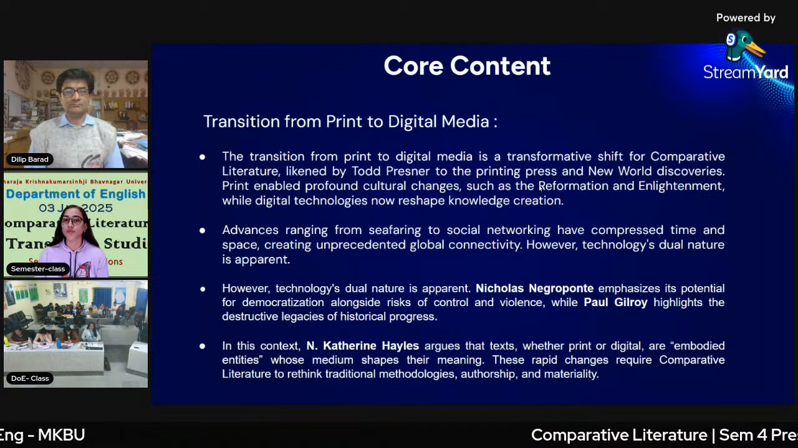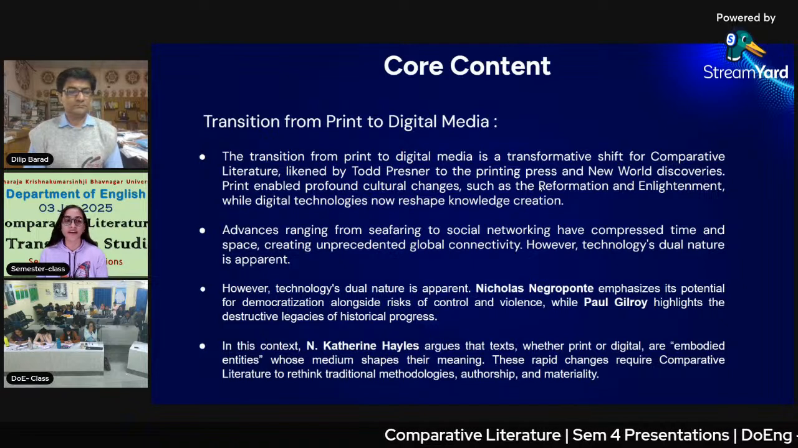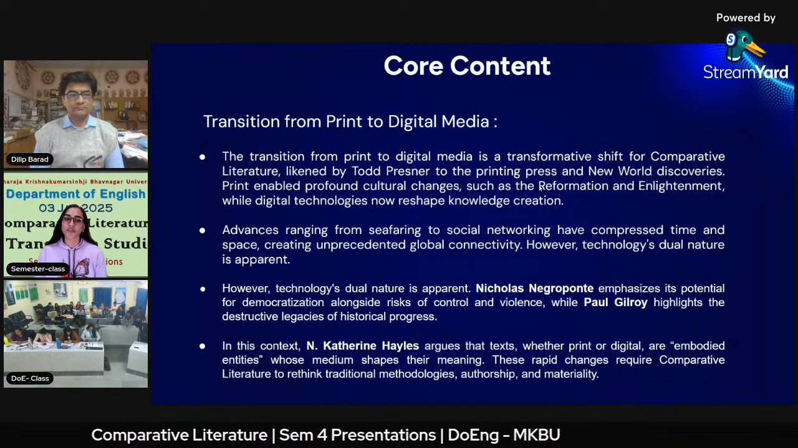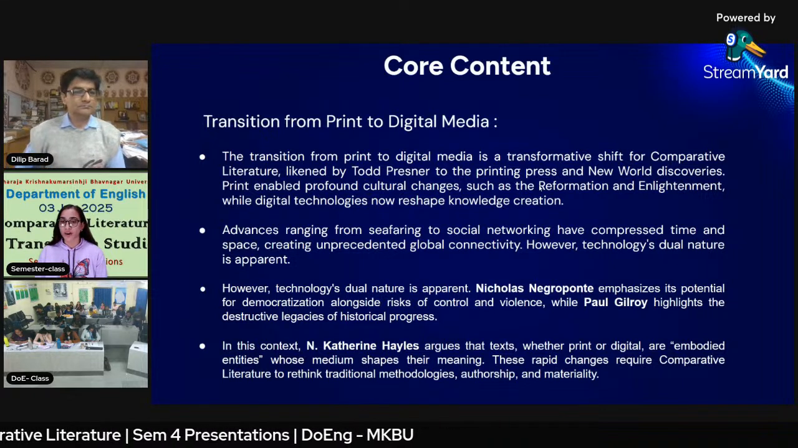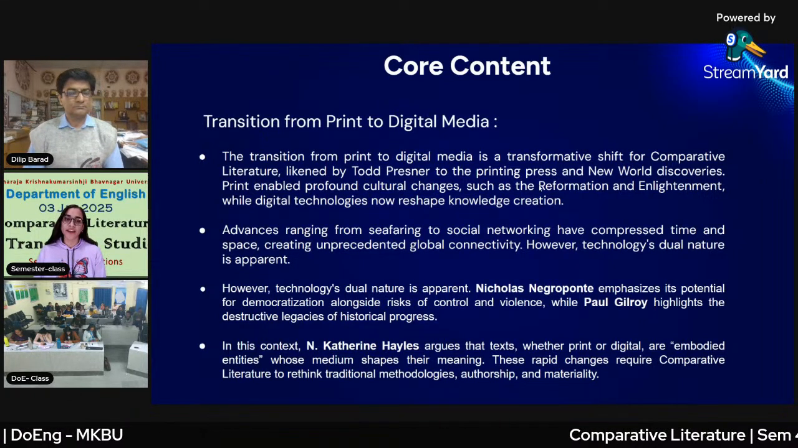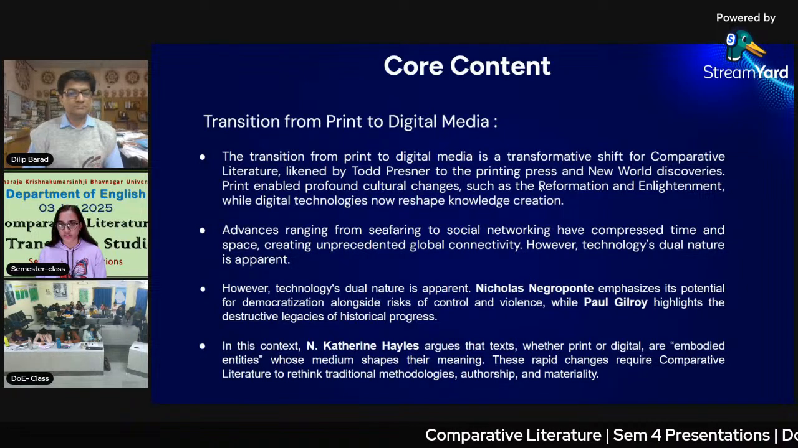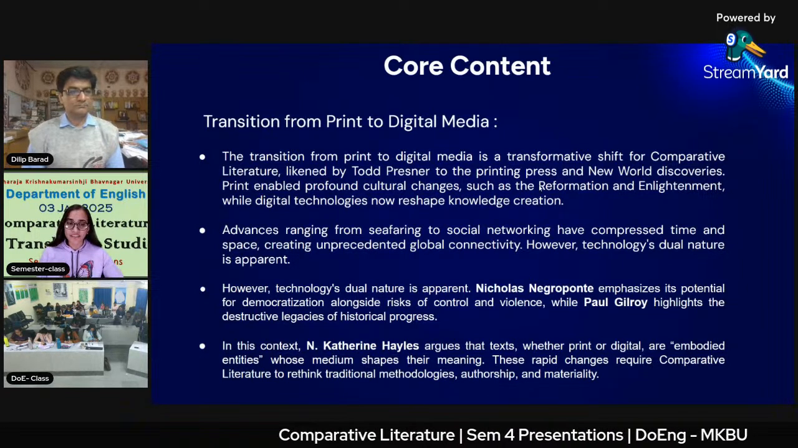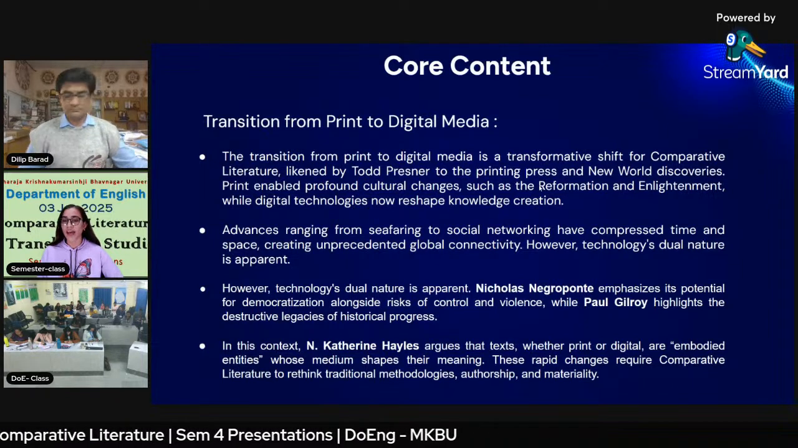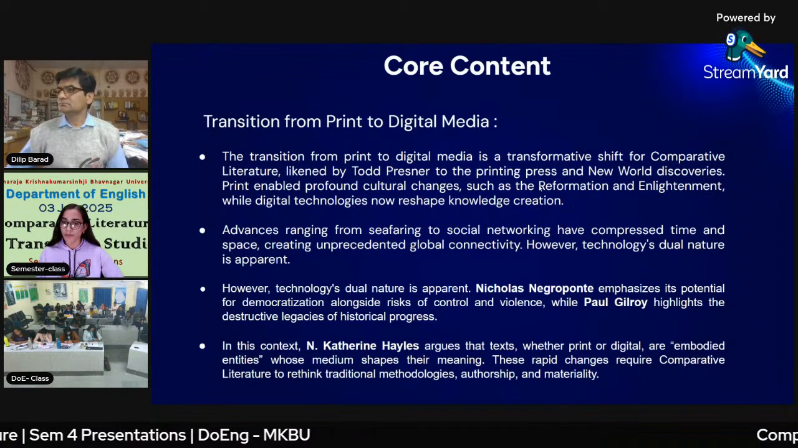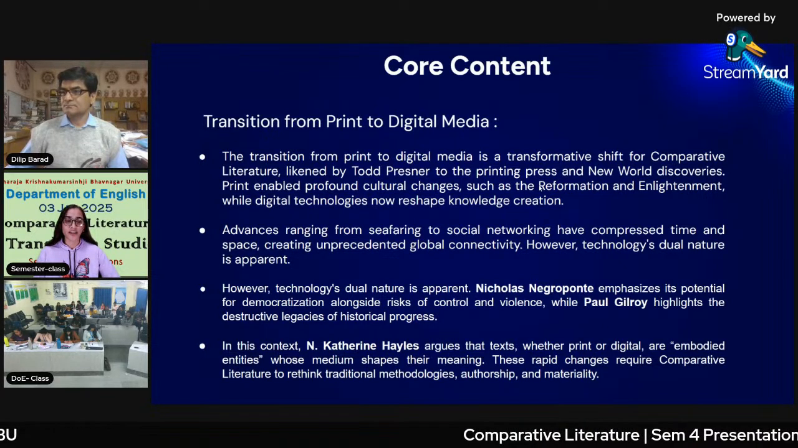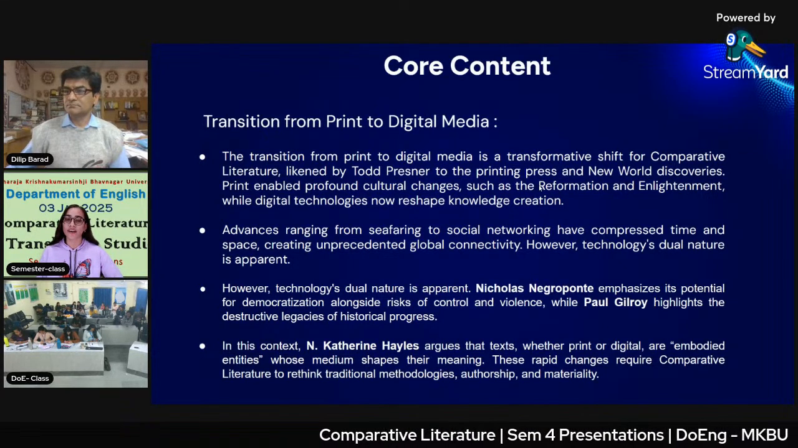Todd Presner's print, press, and New World discovery. Print enabled profound cultural change such as the Reformation and Enlightenment, while digital technology now reshapes knowledge creation. Advances from seafaring to social networking have compressed time and space, creating unprecedented global connectivity.